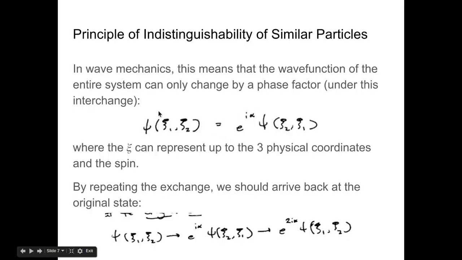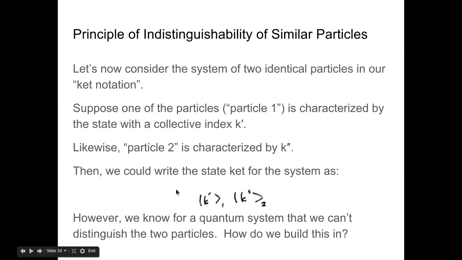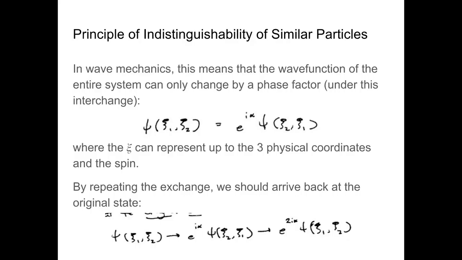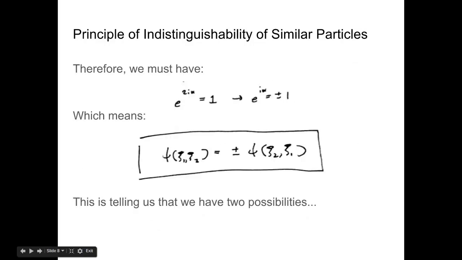Well, we know that if we repeat the exchange, so if I exchange C2 and C1 again, I should get back to the original state, right? But I would pick up another factor of this phase factor. So here are my two transformations. I flip C1 and C2, I pick up this factor of e to the i alpha, and then I do another exchange, and I get e to the 2i alpha, right? So what is that telling us? Well, it's telling us that e to the 2i alpha, whatever alpha is, has to be equal to 1, because I do two exchanges, and I get back to the original state. So that means that if I take the square root here, I get e to the i alpha is either plus or minus 1, right?